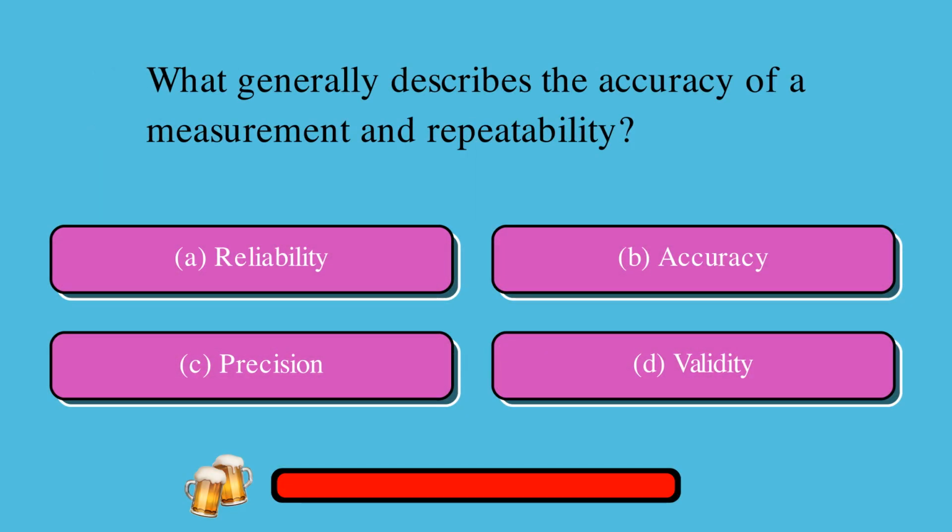What generally describes the accuracy of a measurement and repeatability? A. Reliability, or B. Accuracy, or C. Precision, or D. Validity? The correct answer is C. Precision.